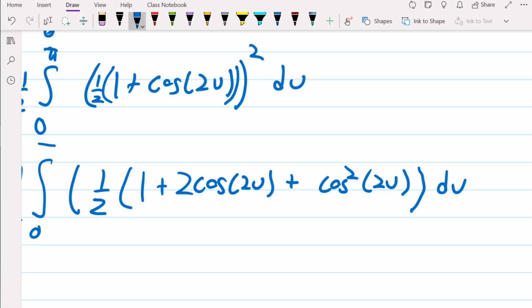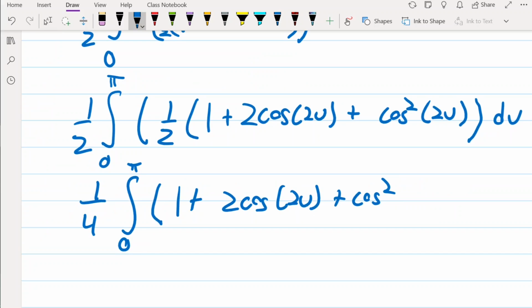Okay, so that looks just about right. Of course, it didn't finish the pi. So I can take that half out to the front, so that'll be 1 over 4 for the integral of 0 to pi of 1 plus 2 cosine of 2u plus cosine squared of 2u du.